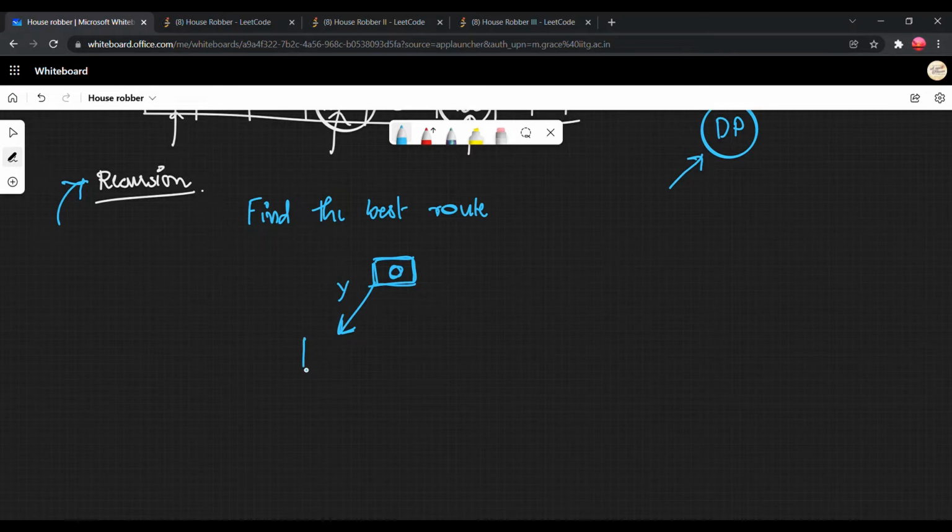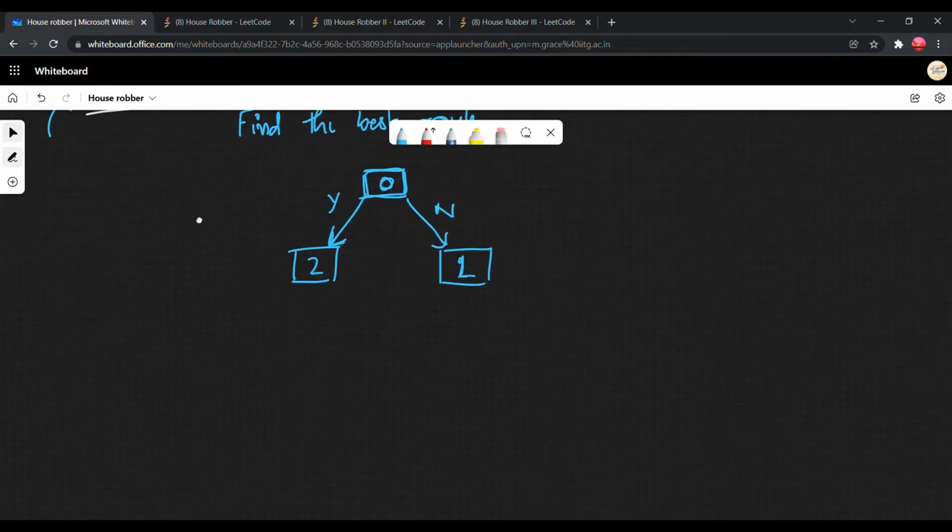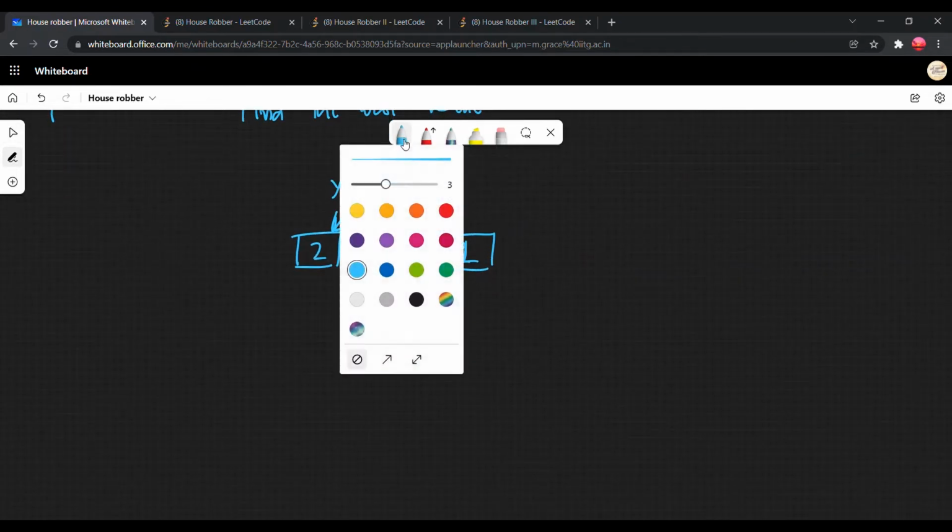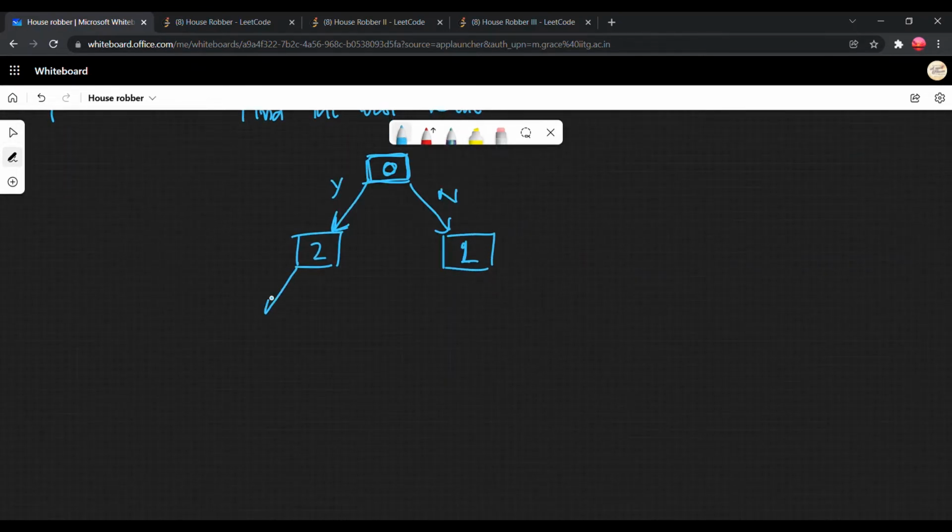So now the next house I can loot is 2. But if I decide I'm not going to loot house 0, then the next house I should loot is 1. And I'll explain in a few minutes what I really found tough to understand about this question. But before that, let's just go through the entire tree. So I said there are 5 houses. So you have 0, 1, 2, 3, and 4, right? So 2, and then you can come to 4.